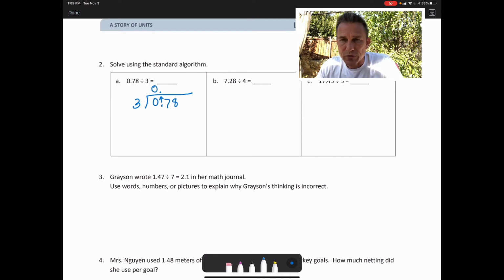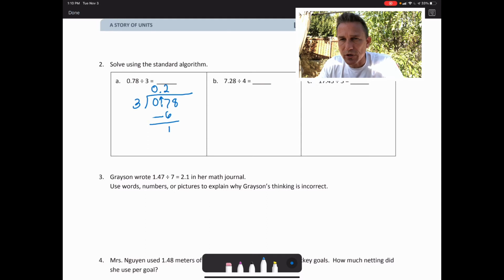So how many 3's goes into 7? Well, the number of 3's that would go into 7, I would say would be 2, because 2 times 3 would be 6, which should be smaller than 7, right? So 2 times 3 is 6. And then I'm going to subtract.